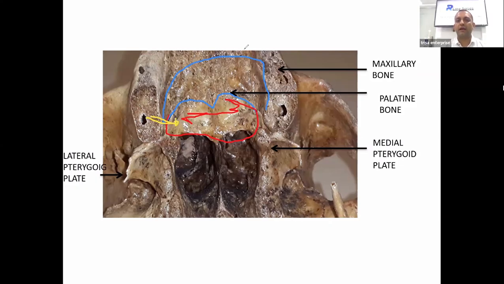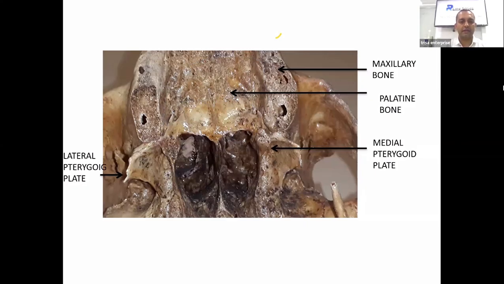How many of you were aware of this palatine bone? Please let me know aware, or if you are not aware, you can just say not aware in the comment box. I request all of you to be interactive so that this session will be more fun. Great. So a lot of people are aware. Thank you, Dr. Sandeep, Dr. Mandar, for confirming that you were aware of this structure.